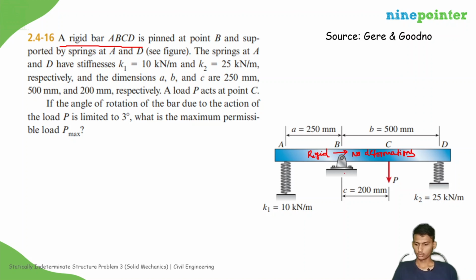Pinned at point B. So this is pin support, which means it won't resist rotation, it can rotate, but it won't move in the forward-backward and upward-downward directions. It is resisted in horizontal and vertical movement, but it is not resisted in terms of rotation. So the springs are there at A with stiffness constant K1. The spring at D has stiffness constant K2, and load P is applied here.